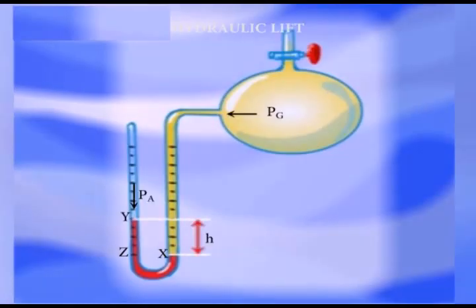The difference in water levels is the difference between the gas pressure, Pg, and the atmospheric pressure, Pa. Since X and Z are at the same horizontal level, pressure at X equals that at Z. Pressure at X is the pressure of the gas, Pg. Pressure at Z is equal to atmospheric pressure plus the pressure due to the column of the liquid. Therefore, Pg is equal to Pa plus hρg. Since the density of the liquid and g are known, we can determine the pressure of the gas if the atmospheric pressure is known.